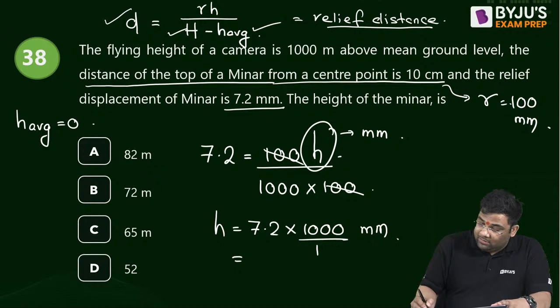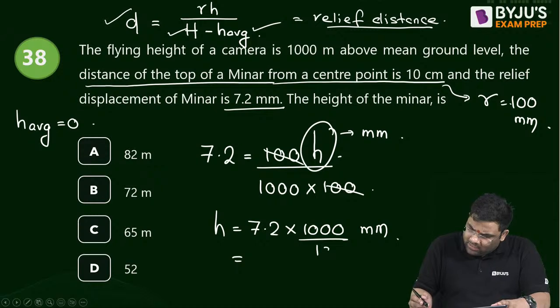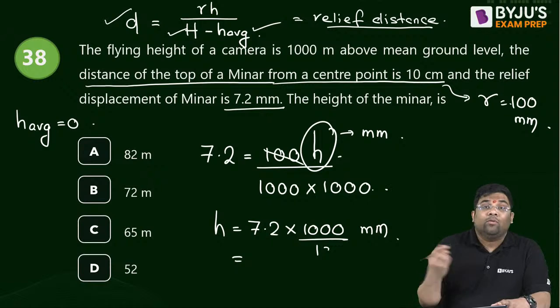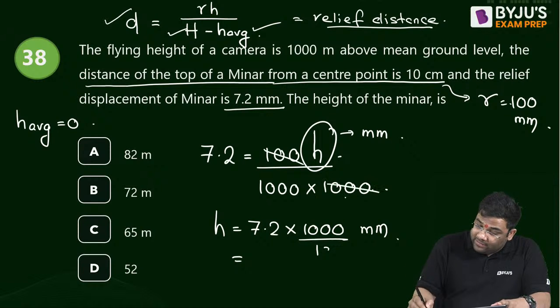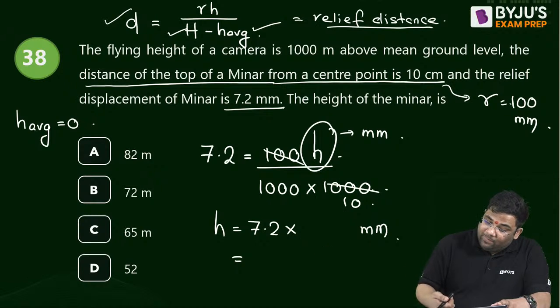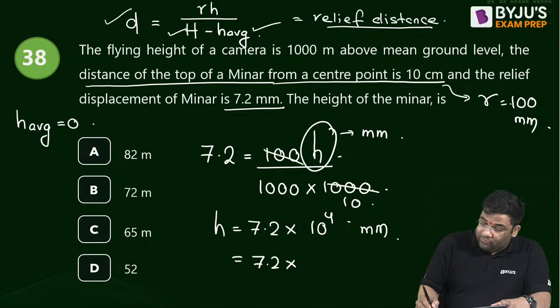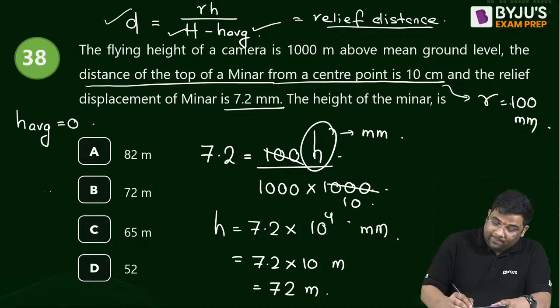I'll divide by, sorry, some calculation error happened. Okay. 1000 meter is into 1000 I will do now. Yes, this will be 10 to the power 4 mm. So I'm converting into meter. It is 7.2 into 10 meter. That is equal to 72 meter.